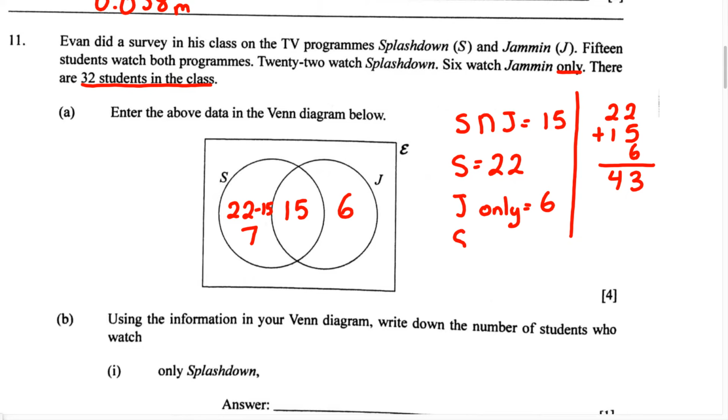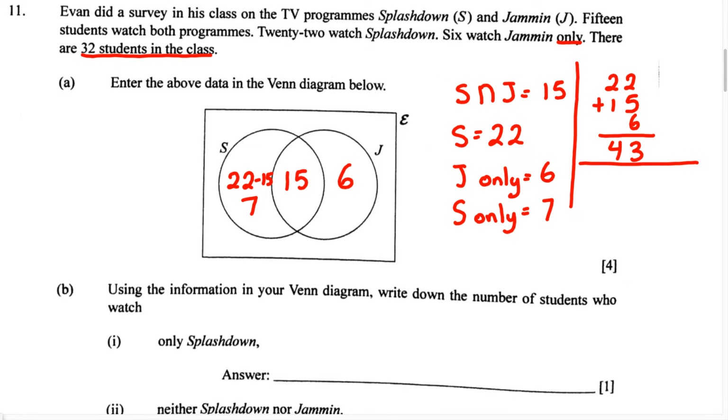We can write S only equals 7. Now this is very important to understand. If it says Jammin' only, we know there are only 6 people that just watch Jammin'. Because this says 22 watch Splashdown, this is referring to those that only watch Splashdown and to those that also watch Splashdown and Jammin'. So we had to subtract 15 from the total and we got 7 for Splashdown only.